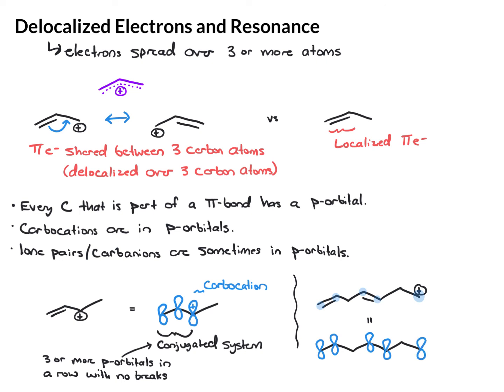What you should immediately spot is that there's no place where you have 3 p orbitals in a row with no breaks. So we have a carbon right here that breaks up the row of p orbitals, a carbon right here that breaks up the p orbitals. So since there's not 3 or more in a row, there's no delocalization, and this is not conjugated.